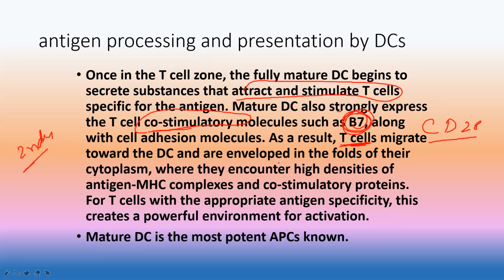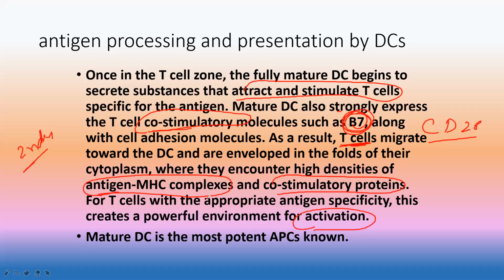So the MHC antigen complex and the co-stimulatory protein together, they activate what? They activate the T cell. The MHC protein combines with the T cell receptor, and the B7 protein combines with CD28. This is the mature dendritic cell here, having a lot of MHC2. So we need MHC2 and B7 for antigen presentation by the dendritic cell.